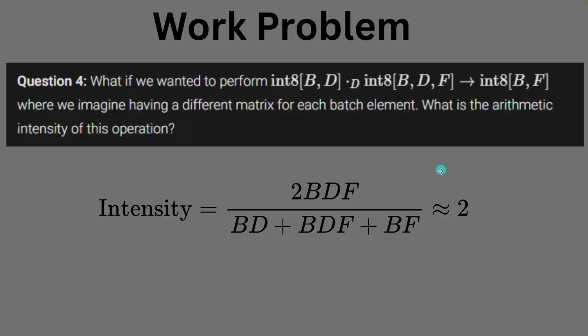So it was asking about the arithmetic intensity of this operation. Here also the computation flops remain the same, but for the read and write, as it is integer, there is no factor of 2. The read is bd, bdf from here, and then you need to write back bf.